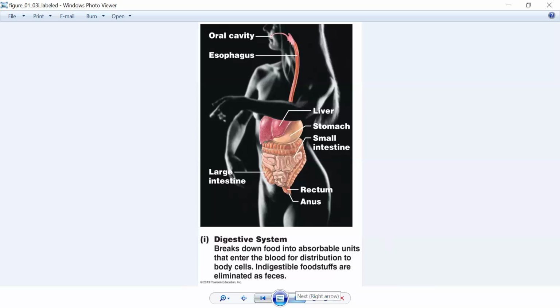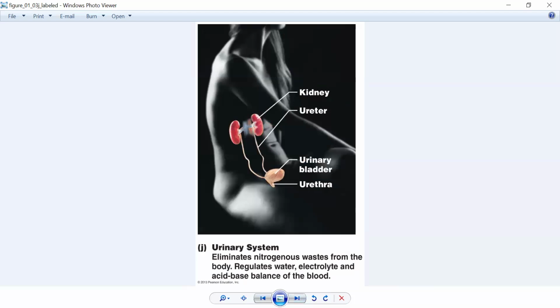So again, the function of the digestive system is breaking down nutrients into the simplest form so that you can absorb it into your bloodstream and deliver it to tissues. Okay, your urinary system: the organs here include your kidneys, which are connected to your bladder, and the connection to the bladder is called the ureter. Liquid waste leaving the bladder would exit through what's called the urethra.